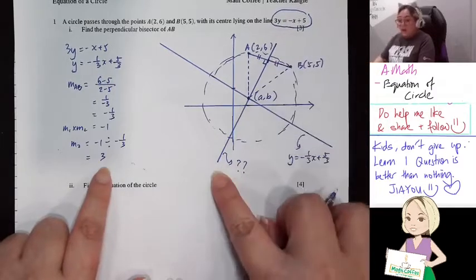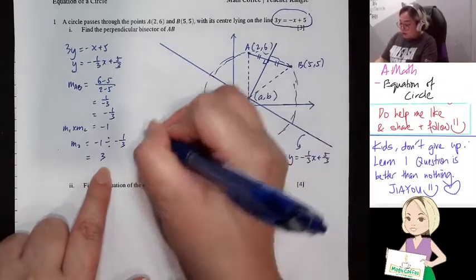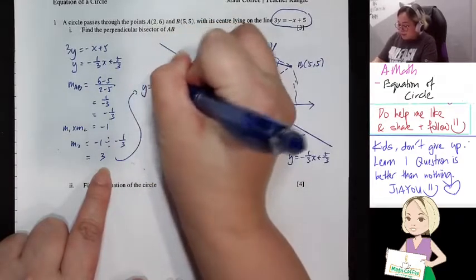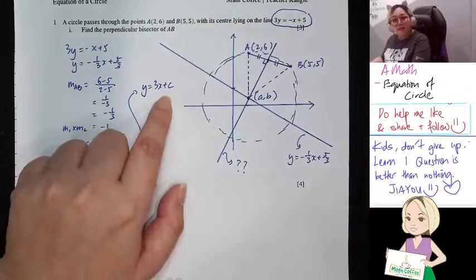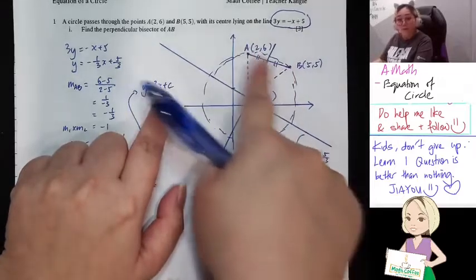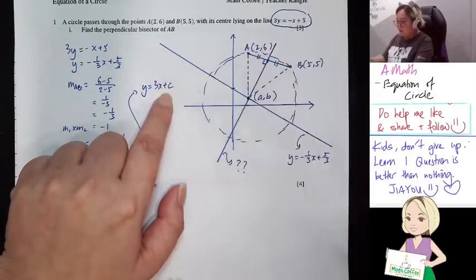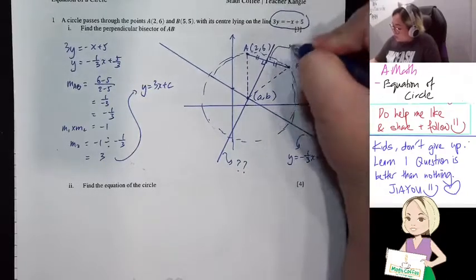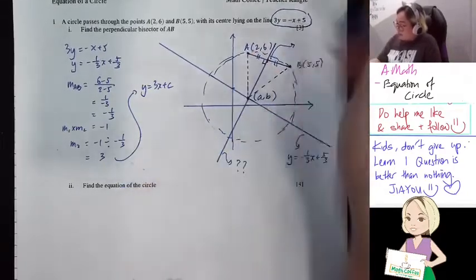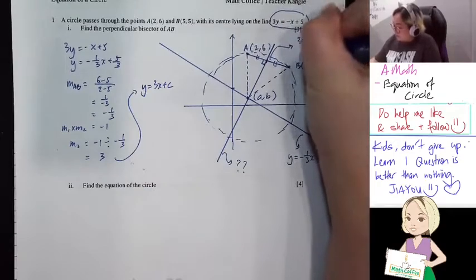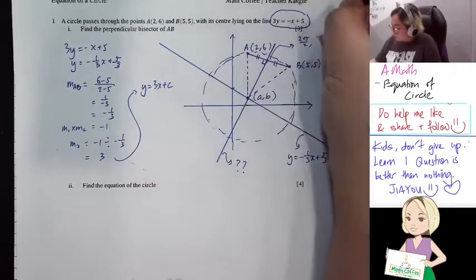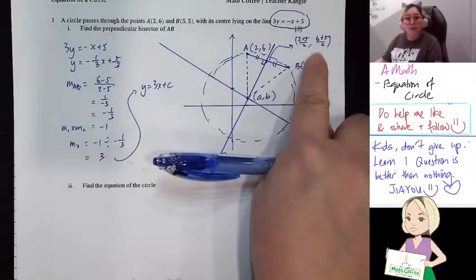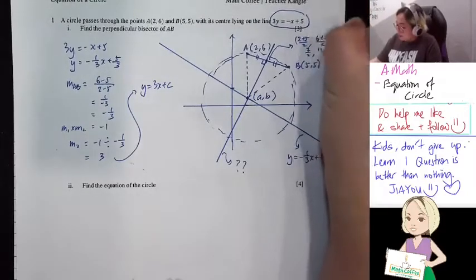So now for this line, I will know the equation is y equals to, I'm going to just write here, y equals 3x plus c. So how do I find c? I need to find a point, right? So I need to find the midpoint of AB. Over here you can see that I will take 2 plus 5 divided by 2, 6 plus 5 divided by 2. Okay, that's the midpoint, which is 7 over 2 and 11 over 2.